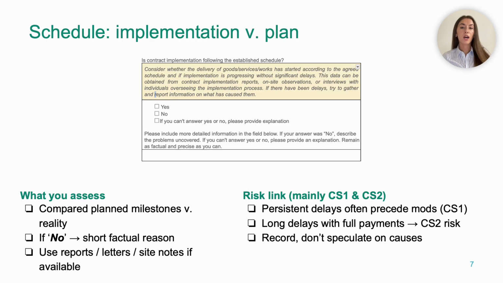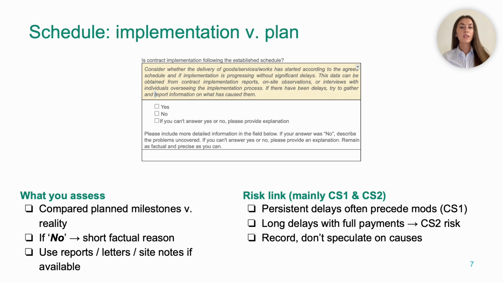Here you see that we check time, not money or quantities. So look at the approved schedule. Start date, key milestones, completion date are all relevant, and compare it with what you saw or what recent reports say. Then answer, is implementation broadly following that schedule? If the answer is no, write 1 or 2 neutral sentences on what you observed.